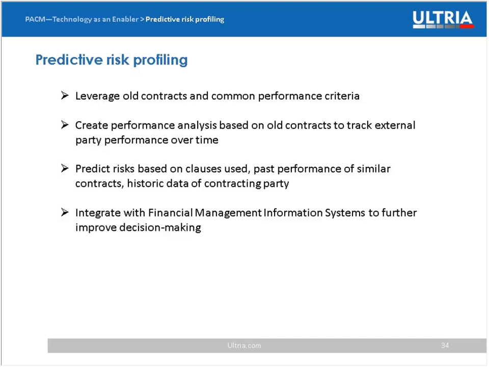You can predict risks based on clauses used. Did I use the clause that we prefer? Did I use alternate 1, alternate 2? Did I drop to my fallback? Leverage past performance of similar contracts and historic data of the contracting party. I can also integrate with the FMS, or financial management information systems, to further improve decision-making, perhaps based on late pay. Is this a customer that is paying on time? Maybe I want to check my trouble ticket system. Are they coming directly to us even though we have a two-tier support model? All the things that indicate positive or negative behavior.